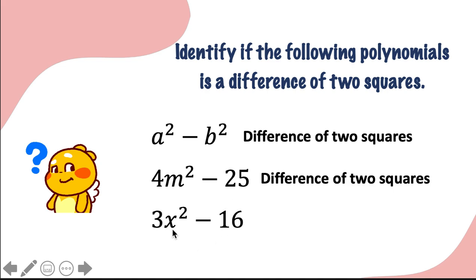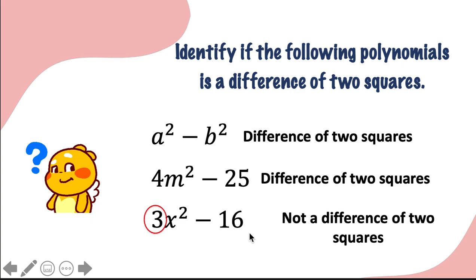Lastly, we have 3x squared minus 16. This one is a binomial, so check. Second condition, both must be a perfect square. In that condition, it did not satisfy because, as you can see, 3 is not a perfect square number. So therefore, if the second condition did not satisfy, then this one is not a difference of two squares. Okay, so we are done identifying whether this one is a difference of two squares or not.